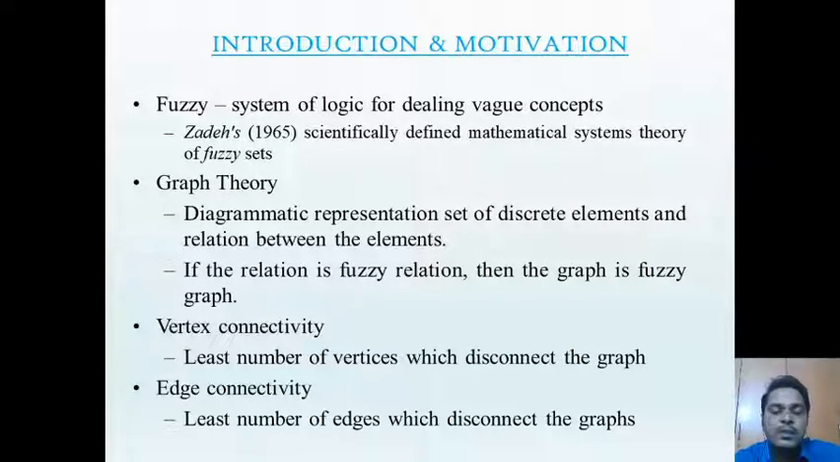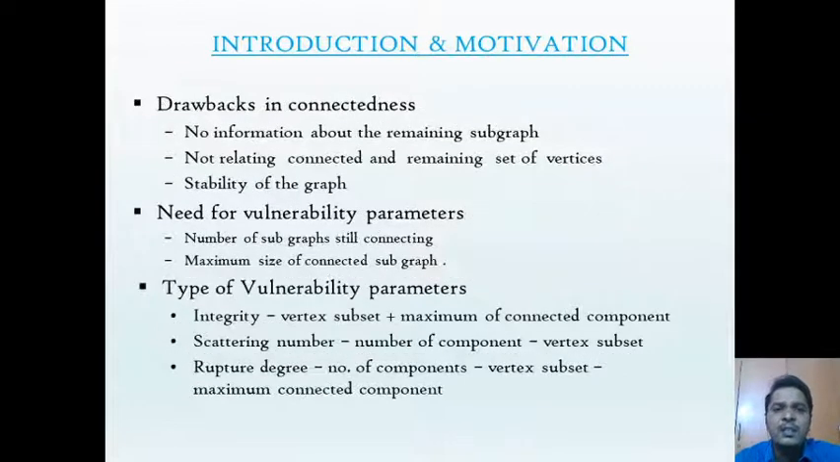The most important property in graph theory is vertex connectivity and edge connectivity. The vertex connectivity is the least number of vertices to be removed so that the graph will be disconnected. Similarly, we can define the edge connectivity. The edge connectivity is the minimum number of edges to be removed so that the graph will be disconnected. In this, we define the drawbacks and the need for the vulnerability.